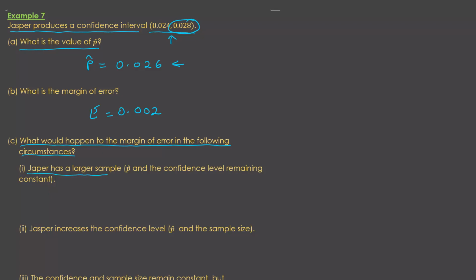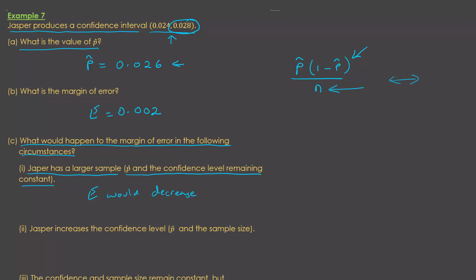First of all, Jasper has a larger sample, with p hat and the confidence level remaining constant. So what we're saying is n is bigger. Now, since the variance is p hat 1 take away p hat divided by n, if n is bigger, the variance is smaller, and therefore it will be less spread out. So, in other words, E would decrease.